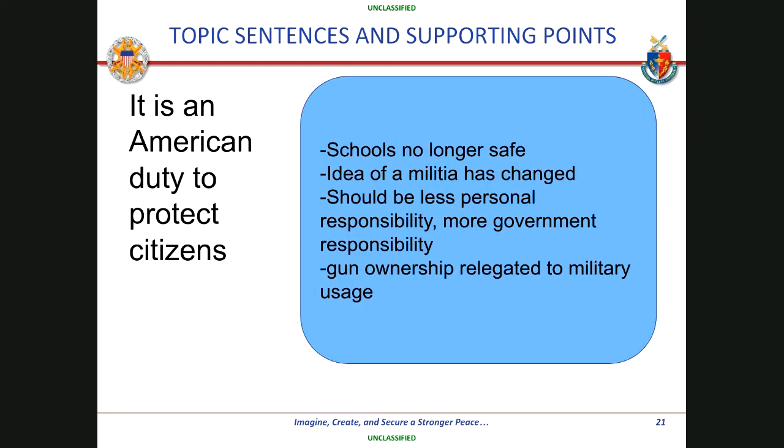Okay, so I said these are the reasons that I talked about, that schools are no longer safe, the idea of a militia has changed, there should be less of a personal responsibility to protect, it should be more of a government responsibility, and gun ownership is relegated to the military. I said gun ownership should be for the military, you know. Institutions' responsibility to provide protection. Yes, right? These are ways in which I can expand on my topic sentence. And hopefully in your paper, you can also expand on your point of view as well.